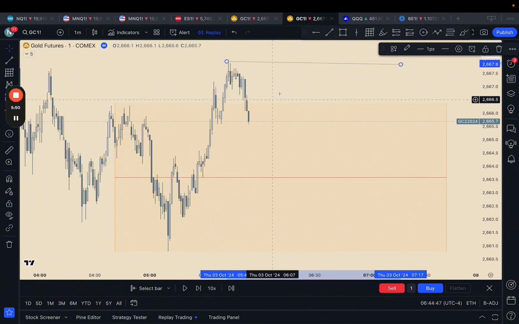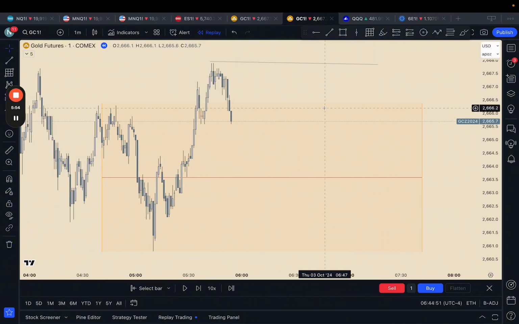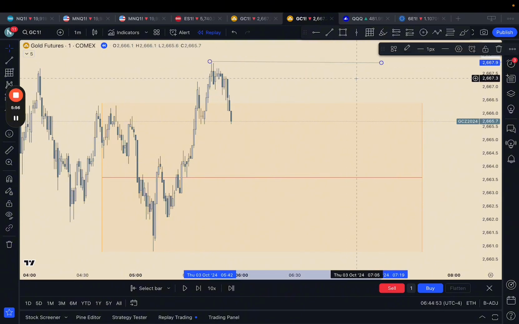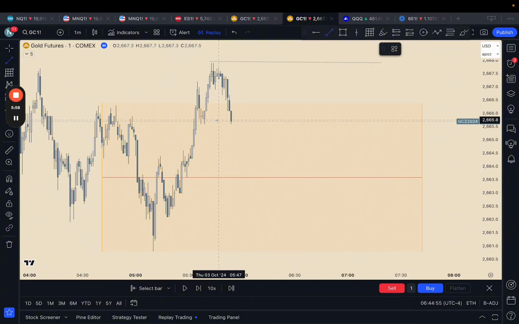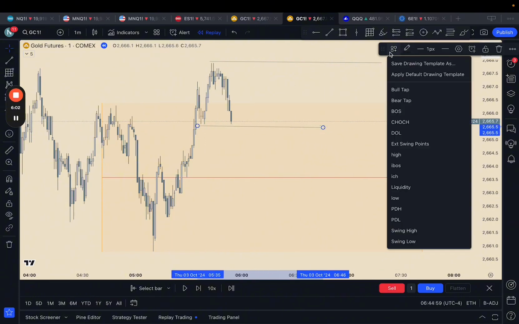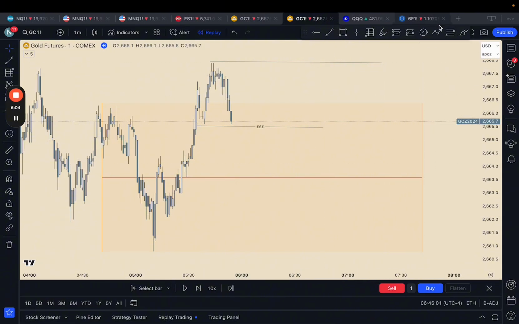Okay, once we break this, I'm not expecting a liquidity sweep and dump. I'm expecting a break, pullback, higher, higher, higher, higher. What am I using for my liquidity? I'm expecting these swing lows here, right? This is a swing low. This is a liquidity area for me.